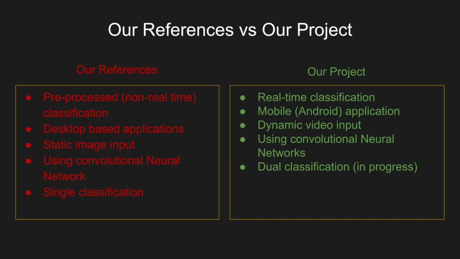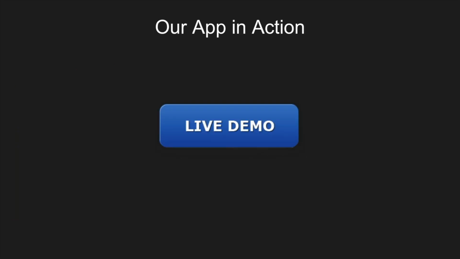Whereas our project uses real-time classification. It's built as a mobile application, which is beneficial since the embedded camera on the mobile device is our input source. Dynamic video input is used for collecting our inputs, and we're trying to build a model for dual classification, meaning we'll be able to switch from dog breed classification to cat or bird species classification just by the press of a button. Let's move to the next slide.